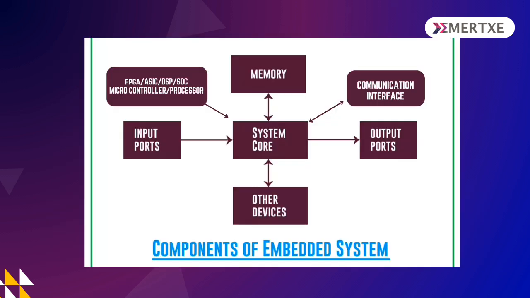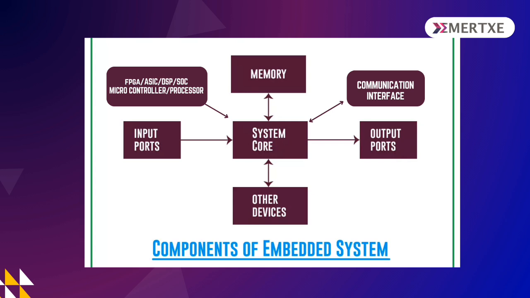Components of an embedded system. An embedded system is made up of several key parts. At the center, we have the system core. This is the heart of the embedded system where all processing happens. It connects and controls all the other components. As you see, the connected components: microcontroller or processor. These are the brain of the system. They can be general processors like microcontrollers or specialized hardware like DSPs, FPGAs, ASICs or SoCs depending on the application.